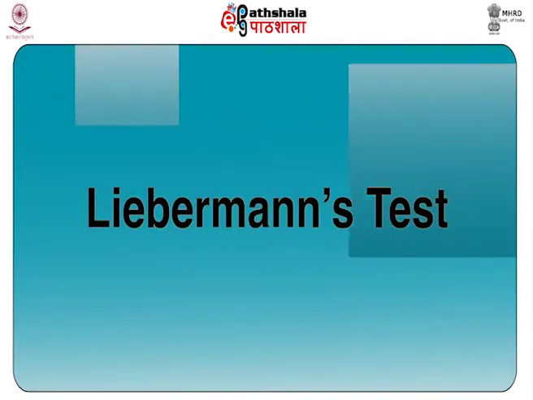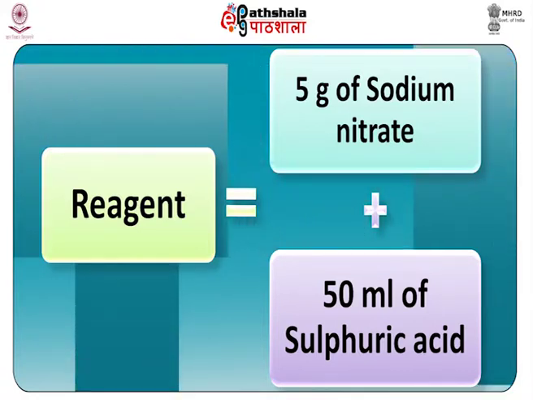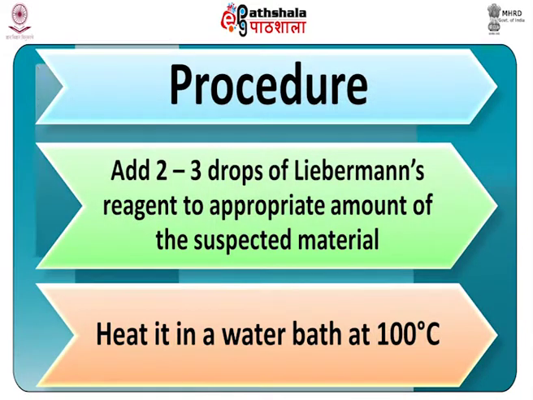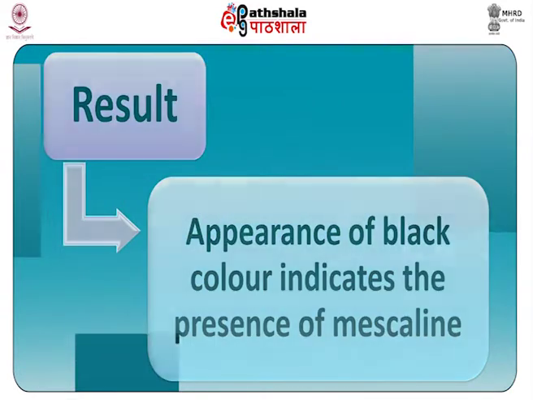Next is Liebermann's test. Preparation of reagent: add 5 grams of sodium nitrite to 50 ml of sulfuric acid with cooling and swirling to absorb the brown fumes. Procedure: take an appropriate amount of the suspected material or exhibit on a spot plate. Add to it 2 to 3 drops of Liebermann's reagent. Occasionally, it is required to carry out the test in a test tube and heat it in a water bath at 100 degrees centigrade. The appearance of black color indicates the presence of mescaline.